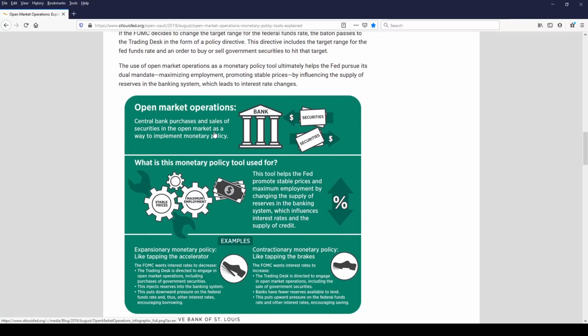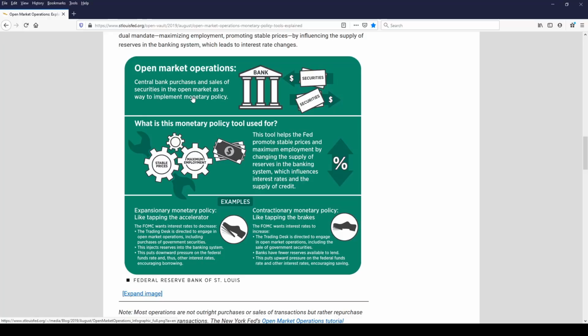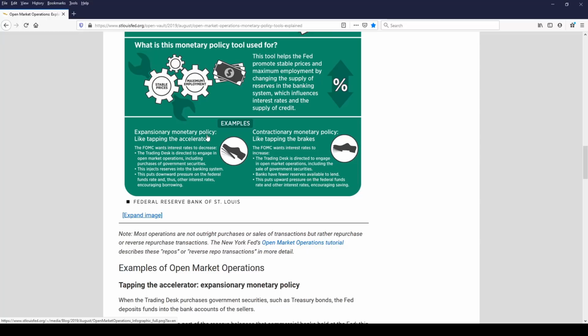And so this is a wonderful graphic down here where you can see the purpose of open market operations. They're used to help promote stable prices and maximum employment by changing the supply of reserves, again, a keyword that we'll come back to in the future, reserves in the banking system, which is designed to influence interest rates and the supply of credit. Now, expansionary monetary policy, which is our focus of this show, is like tapping on the accelerator.